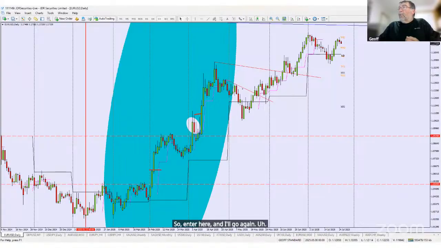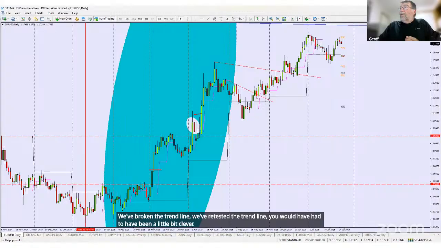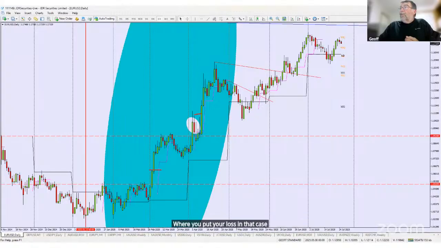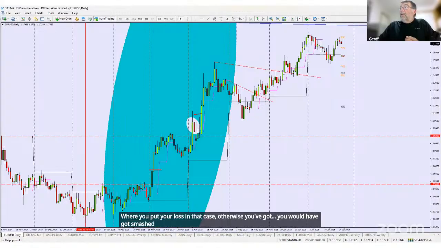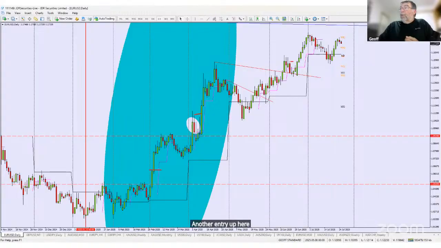We've got another opportunity up here, exactly the same thing. We've broken the trend line, we've retested the trend line. You would have had to have been a little bit clever where you put your stop loss in that case, otherwise you would have got smashed. Another one here, breakout, retest, another entry up here, and away you go.